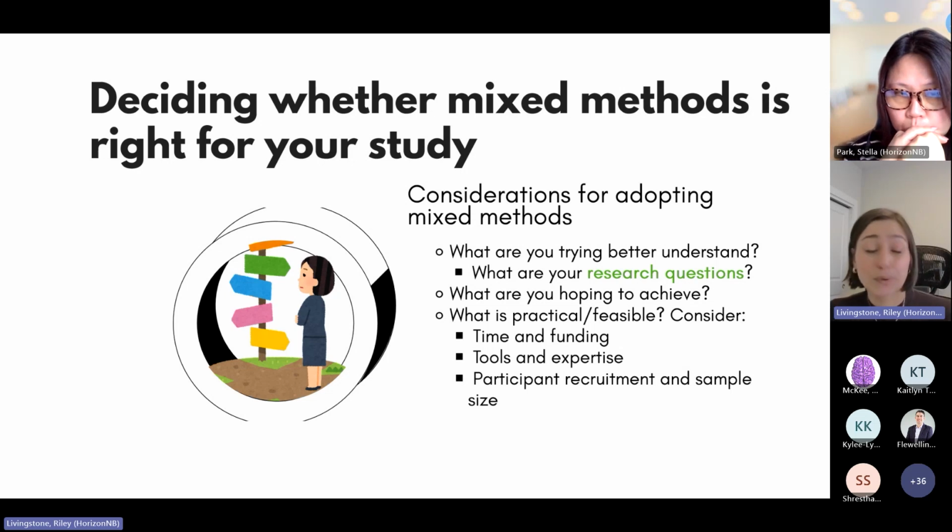Will you be able to recruit enough participants to meet the needs of both the quantitative and qualitative components? On the quantitative side, can you recruit enough participants to ensure statistical power? On the qualitative side, how will you recruit and consent participants? Ultimately, deciding whether mixed methods is the right fit means weighing what you want to learn, what you aim to achieve, and what's realistic for your team.